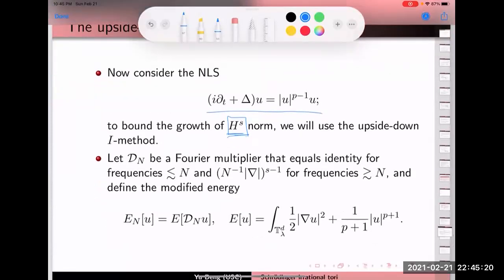Okay, so here we choose a frequency n, and we choose a Fourier multiplier dn that is kind of s minus 1 order derivatives for high frequencies. It's kind of 1 for low frequencies, and then we define this modified energy, which is the E of dn of u. So dn is at the level of s minus 1 derivative, so this modified energy will be at the level of HS.